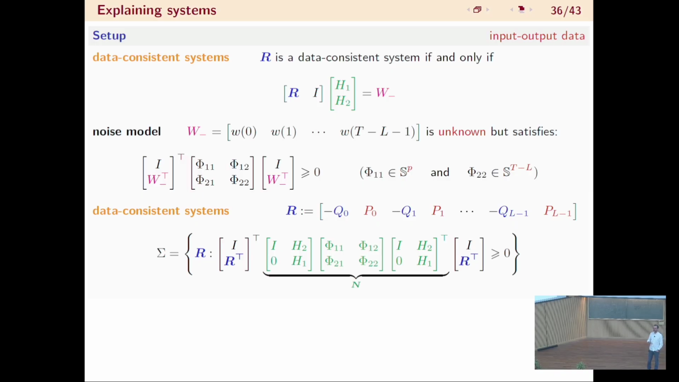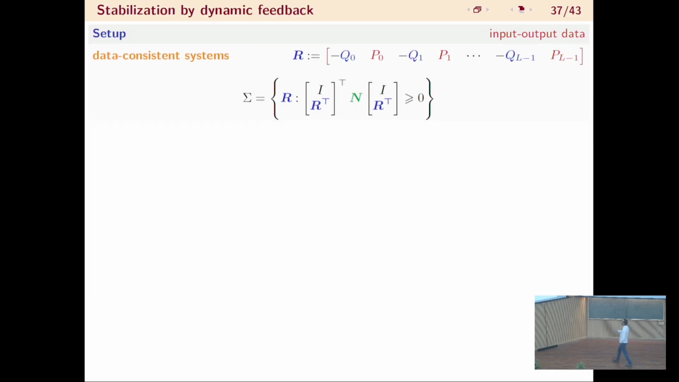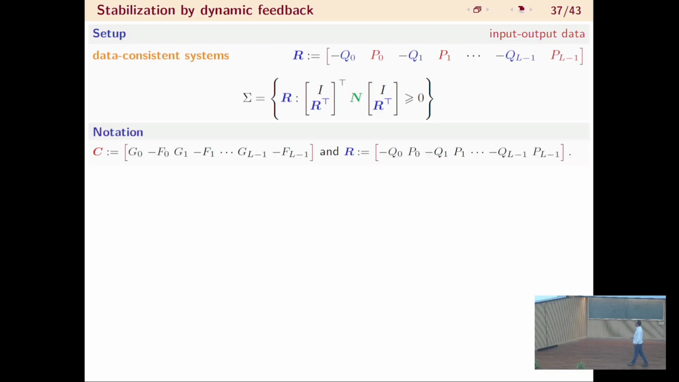We don't need to remember what N is. What we need to remember is I can find out N from the data and the noise model. So this is the set of data consistent systems. Now, remember the notation, C for controller, and all these coefficient matrices are unknown, and R is for the system, and these coefficient matrices are coming from the data consistent systems.